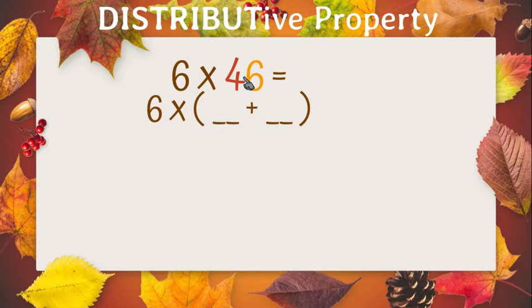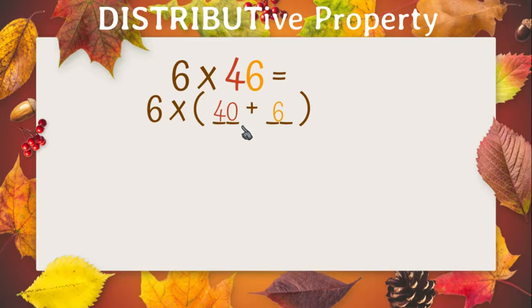expand my 46. So I'm going to take my 46 and I see there are 4 tens, which is 40, and I see there's 6 ones, which is 6. So 46 expanded is 40 plus 6. Okay. Everything else is still staying the same. I've got my 6, my multiplication sign. I've just put these in parentheses to know that this is one number.